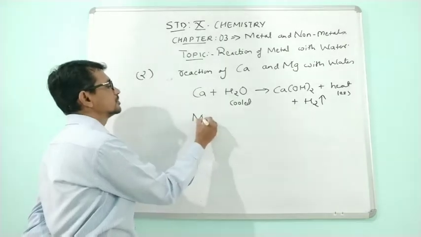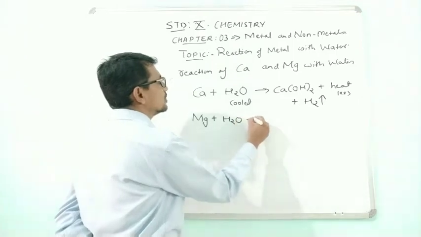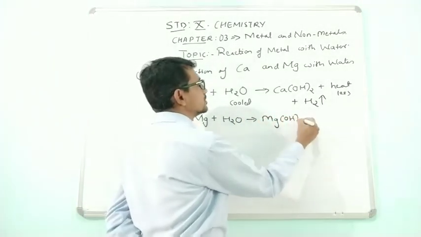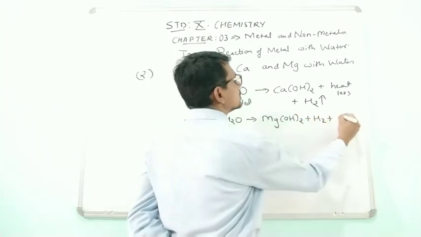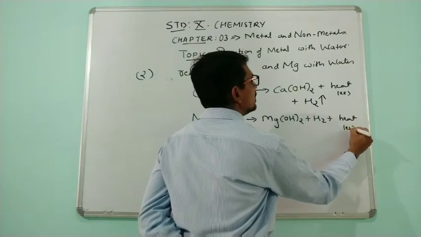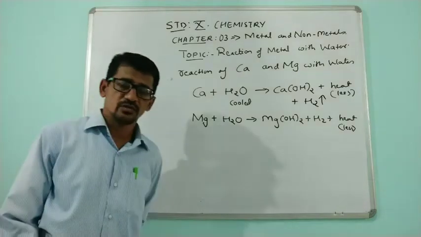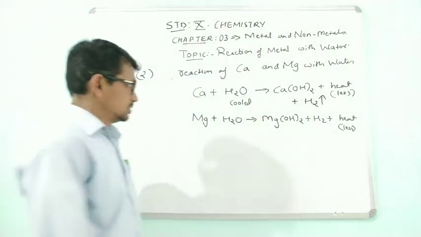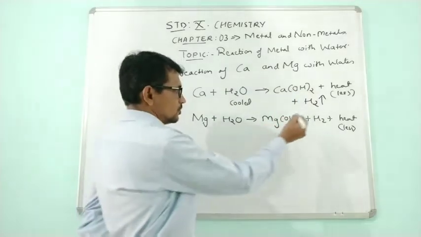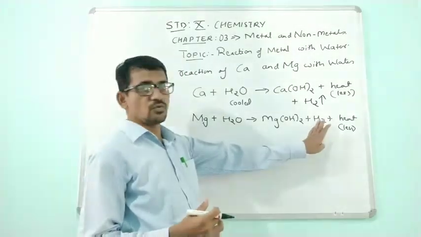Similarly, magnesium plus water is converted into magnesium hydroxide, Mg(OH)2, plus H2 plus heat. But remember, this heat is very less. That's why there is no reaction of hydrogen. The calcium and magnesium hydroxide which is formed will stick with the hydrogen bubbles. Bubbles of hydrogen are evolved.